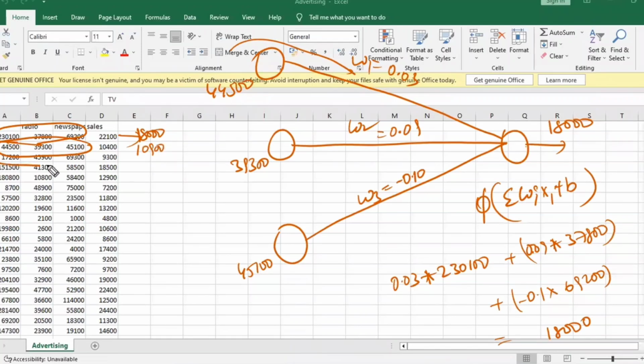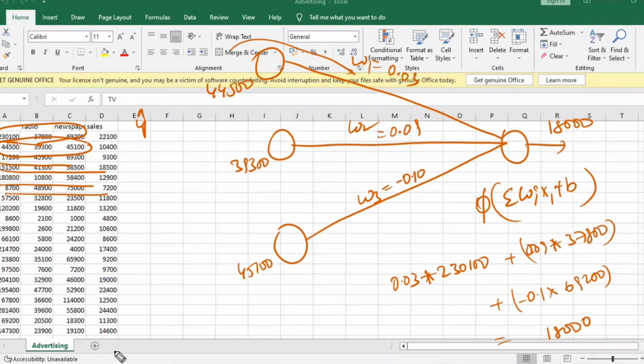Next, it will send the third record and predict the value. Fourth record, predict the value. Fifth record, sixth record, the same. Like this, for all the records it will predict the values. Now you are going to have the Y hat for each and every record.